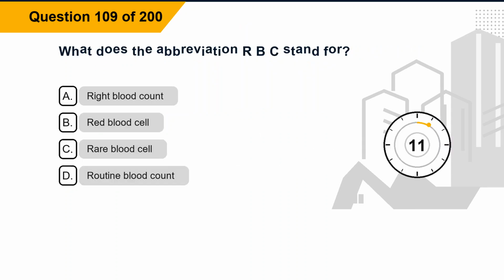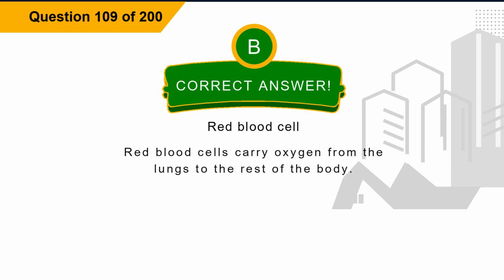Question 109. What does the abbreviation RBC stand for? Option A, right blood count. Option B, red blood cell. Option C, rare blood cell. Option D, routine blood count. The correct answer is option B, red blood cell. Explanation. Red blood cells carry oxygen from the lungs to the rest of the body.